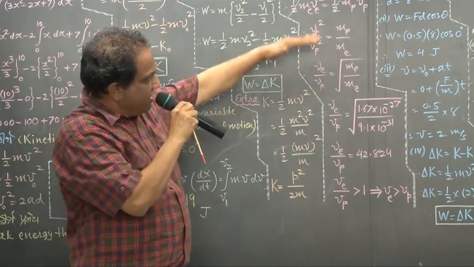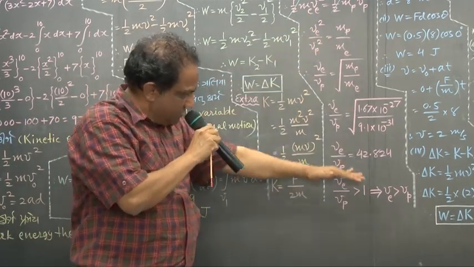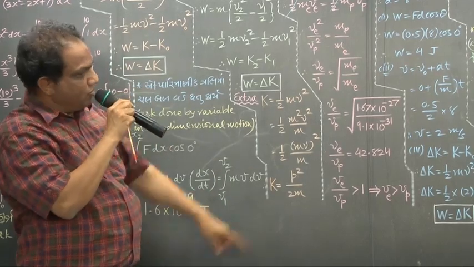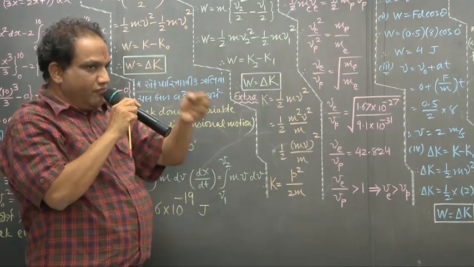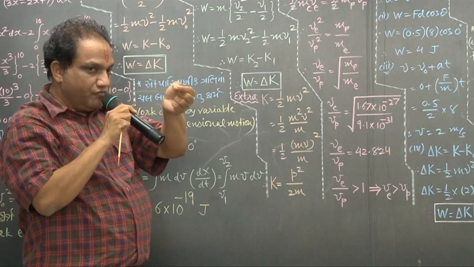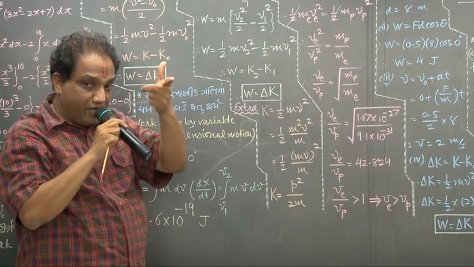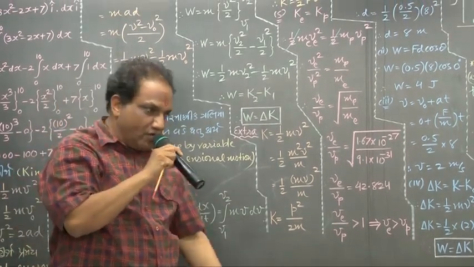In the textbook, they have found it out this way. Correct? But no need to go for this long method. Within a step, you can judge which velocity will be greater. You can find out from here only. Look.